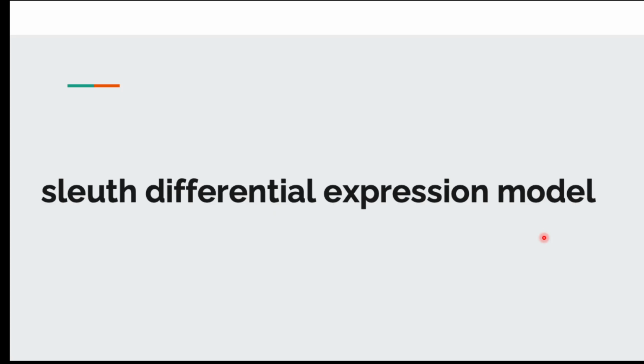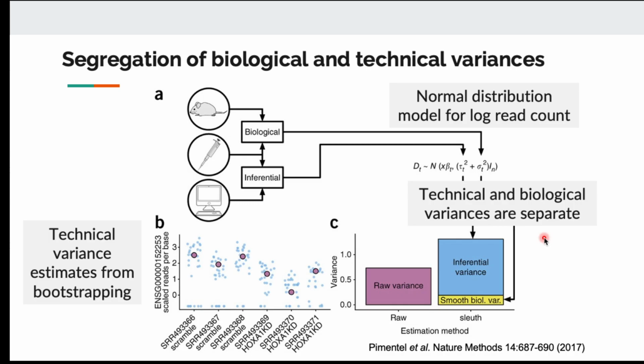But since 10 years ago, we have new techniques, pseudoalignment, that are very fast, and we can do bootstrapping to estimate the technical variance. So the same RNA-seq scientists who developed those techniques also developed a new way to do differential expression.